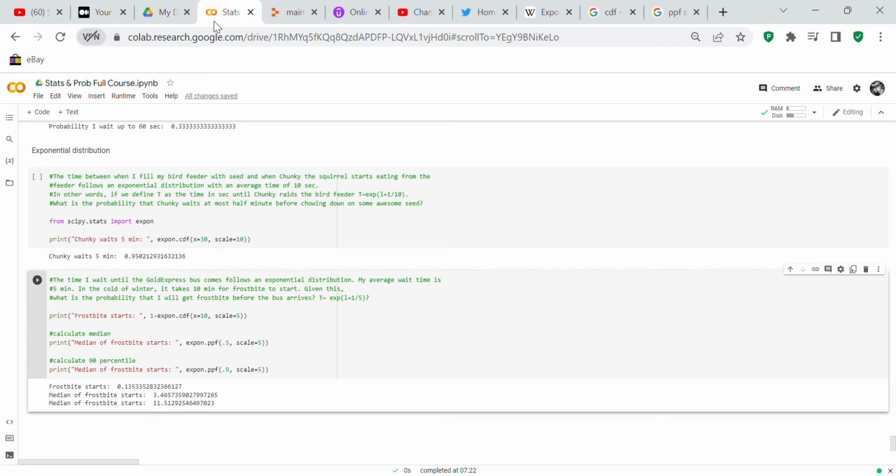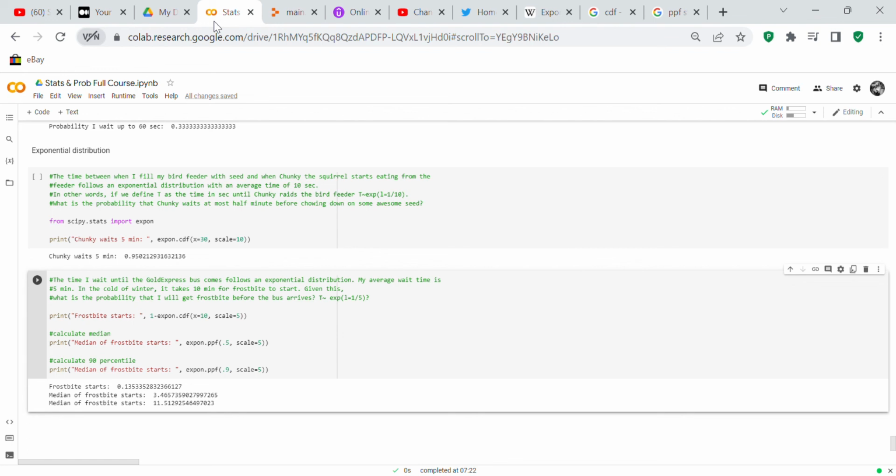Now we go over to the bus question. The first question is, what is the probability that I will get frostbite before the bus arrives? T is exponential with rate 1/5. So the answer to that is 1 minus expon.cdf, x equals 10, that's 10 minutes, and scale equals 5, which is 5 minutes. And the answer to that is 0.135335, which is the same answer that you got in R.